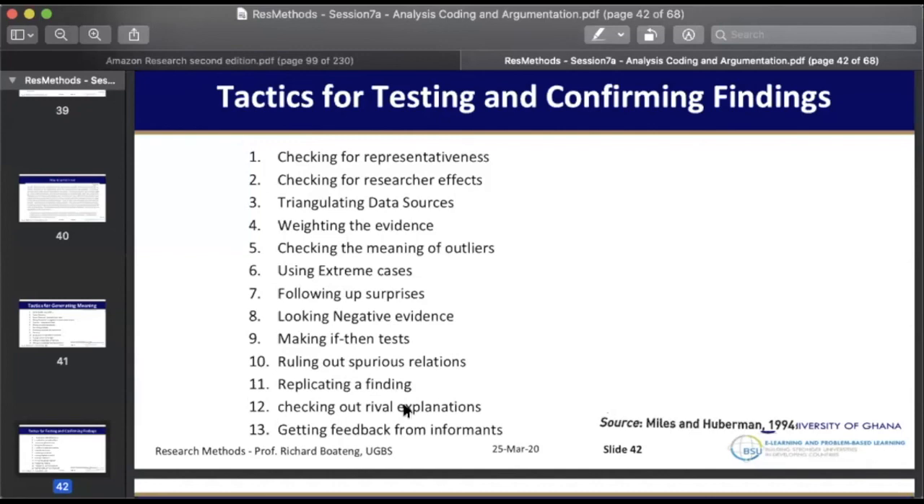Rule out spurious relations, things that are weak relations, that don't work very well, or the discussion is far away in the media, and it doesn't really matter to what you are trying to study. So you have to be very careful. Sometimes something is related to something, and by the time you delve into it, it diverges the whole study.